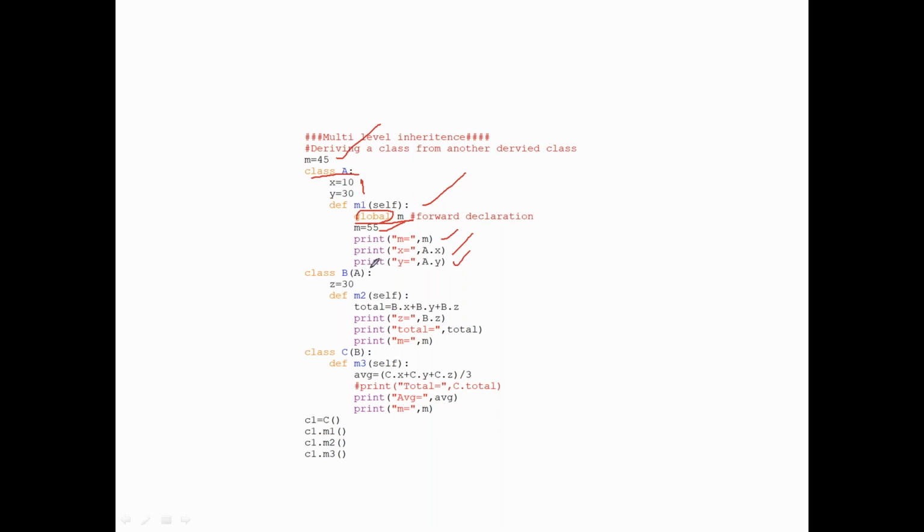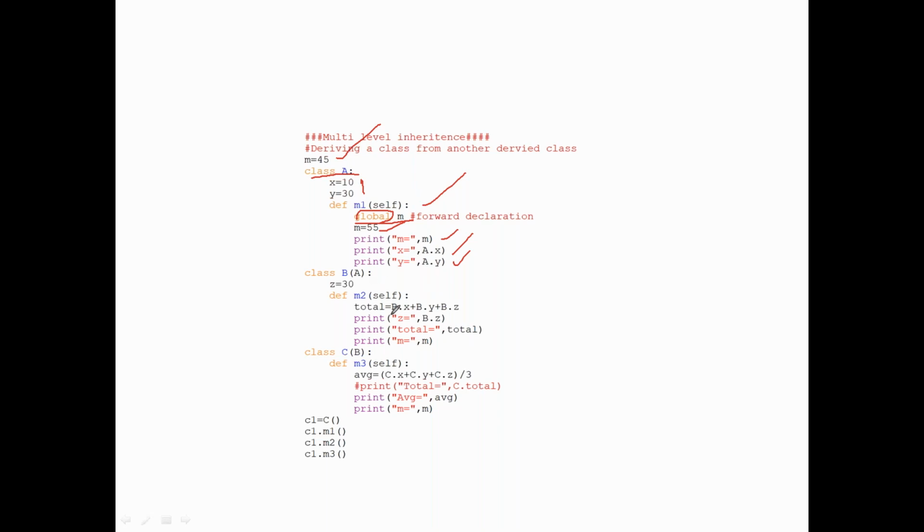So the properties of A will be there in B. So z equal to 30. So a new variable, static variable, is created, 30. Now I'm creating one more method, total equal to b.x plus b.y plus b.z. So total is nothing but the properties x and y values, whatever you have in A, shared to B.